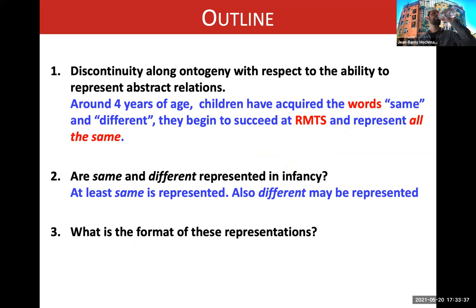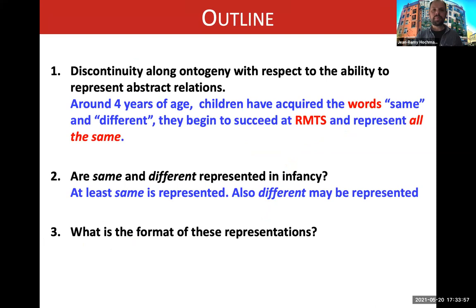We haven't shown, in contrast to what we've shown with same, that they can use that representation of different as the input to a rule or to a behavior, right? We've only shown that they are able to compute that relation in some way.